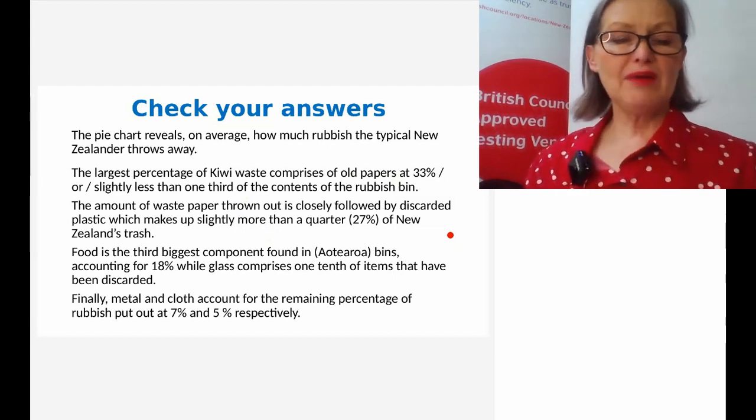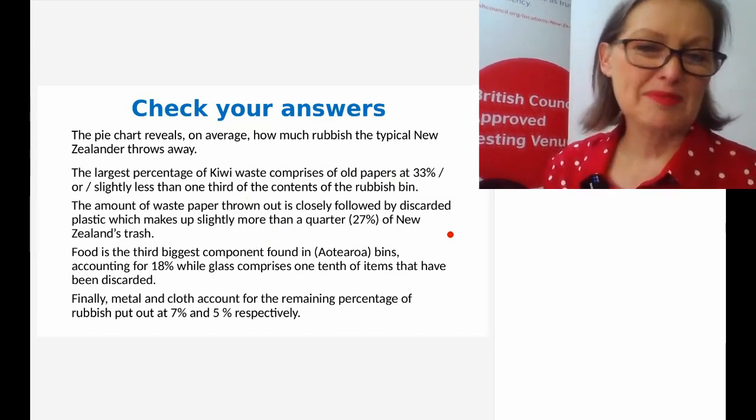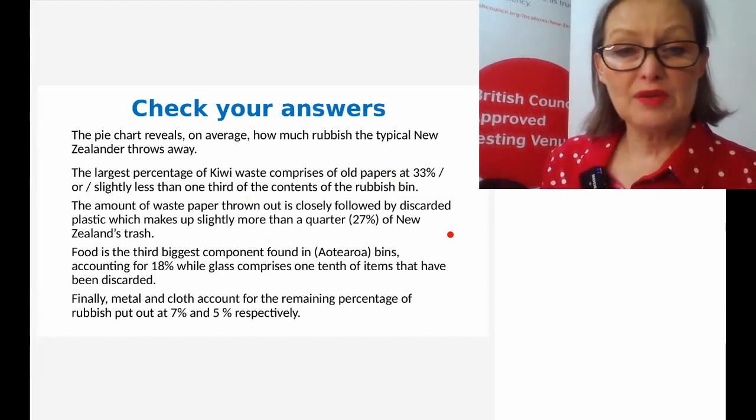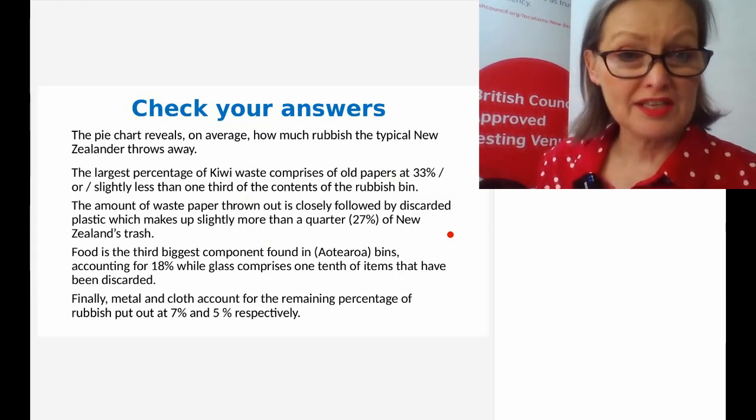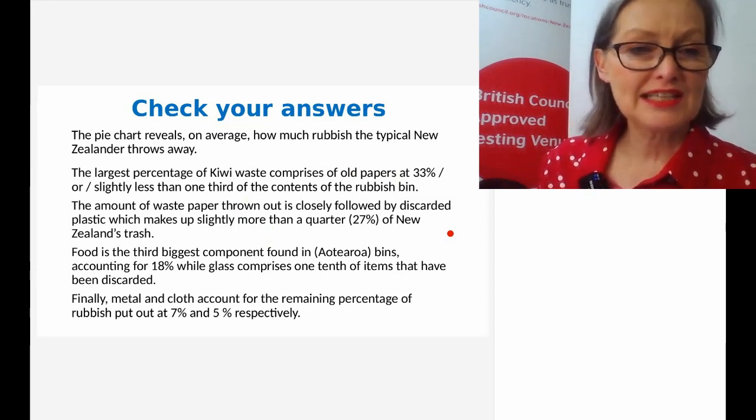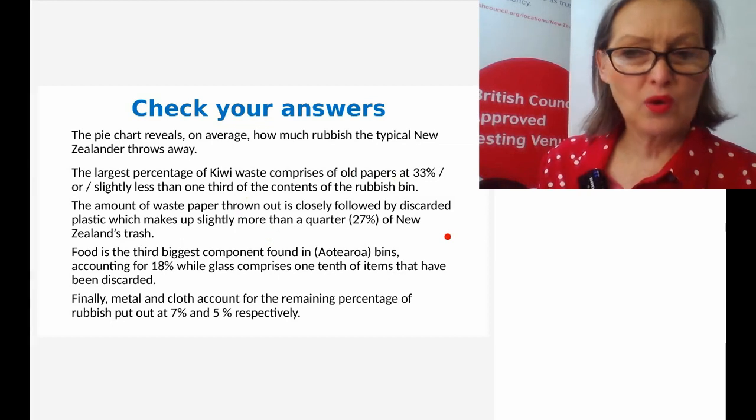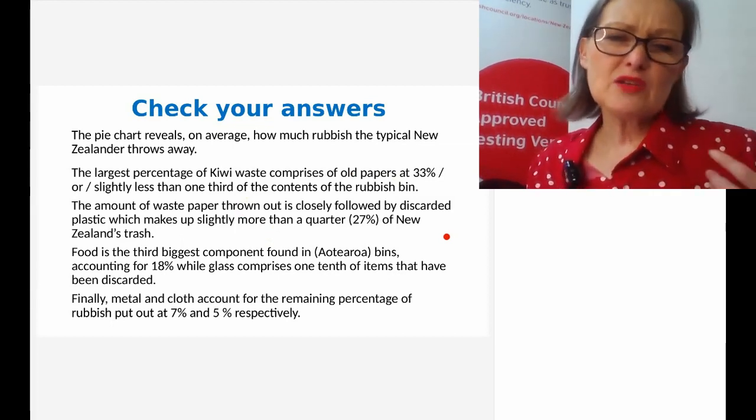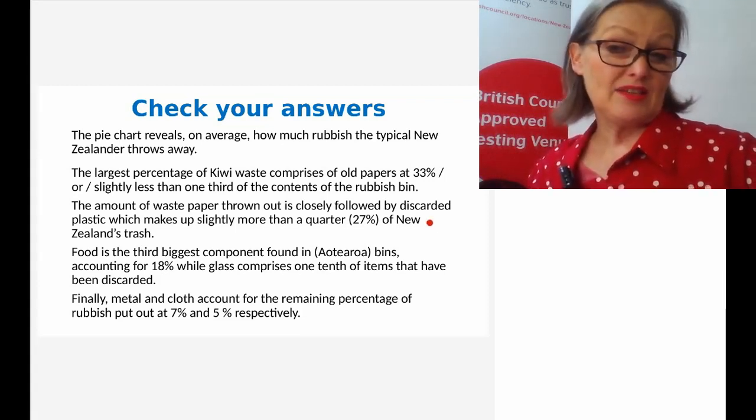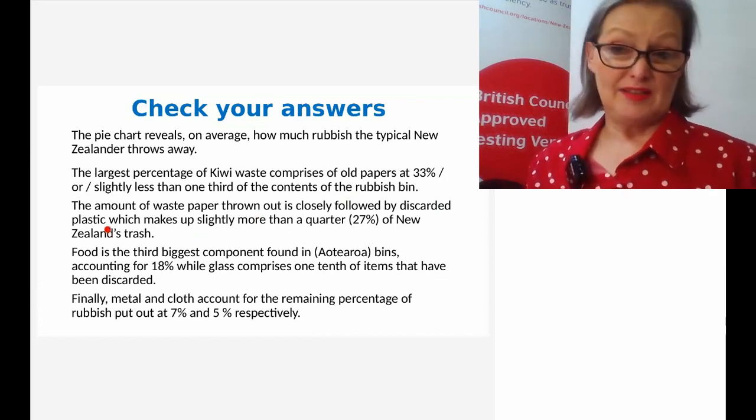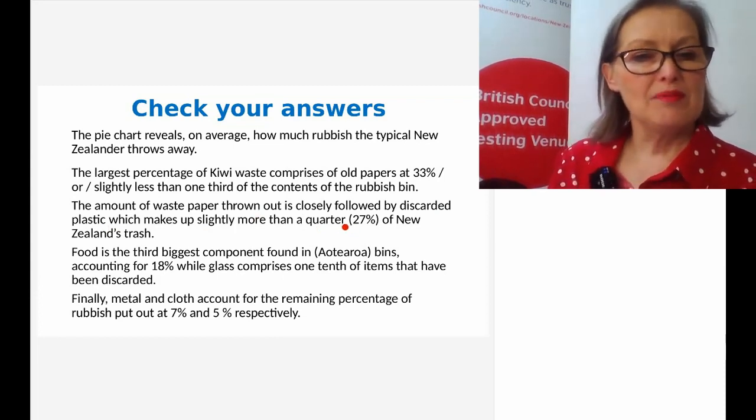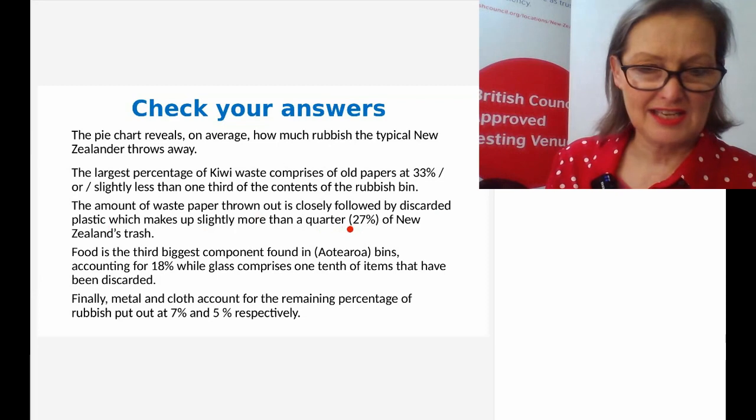So let's have a look. In my second sentence, my second paragraph, if you like, I've got both 33%. I need to select just one of these. The largest percentage of Kiwi waste comprises of old newspapers at slightly less than 1/3. Or I could say 33%, but I don't want to write my entire graph going, say, papers at 33% and glass at 28% and tin at 19%. I don't want to just talk about my percentages, so we want to vary them. But have a look at how I've handled it in the next sentence.